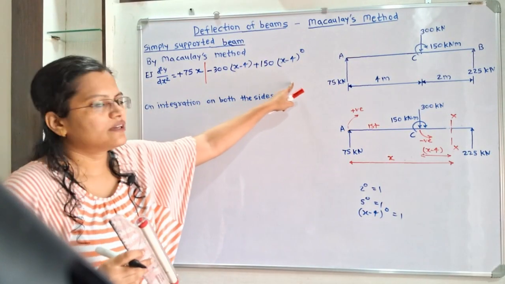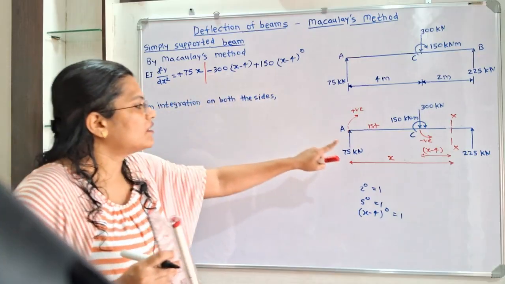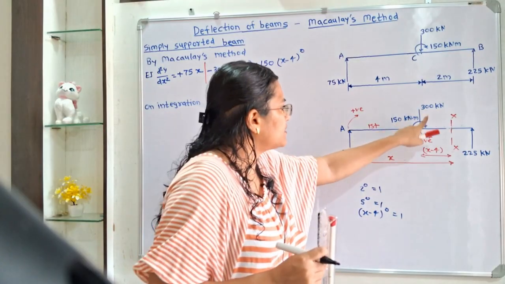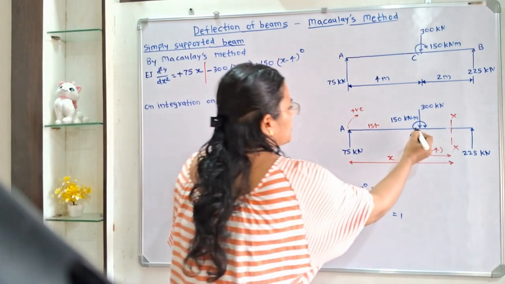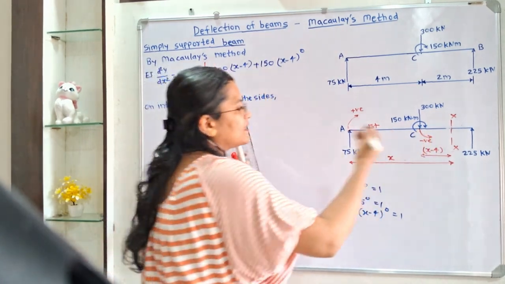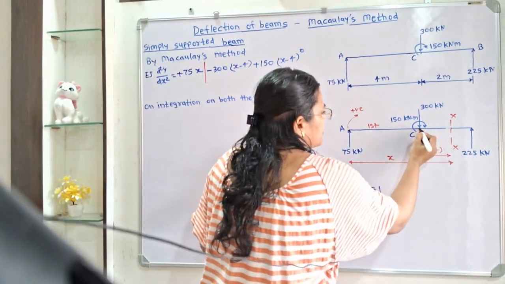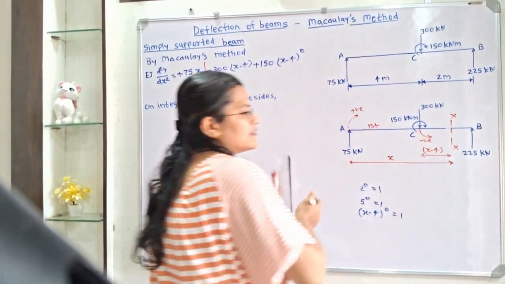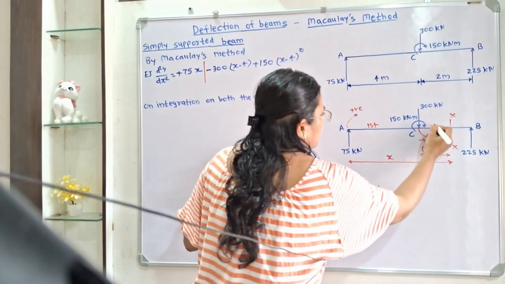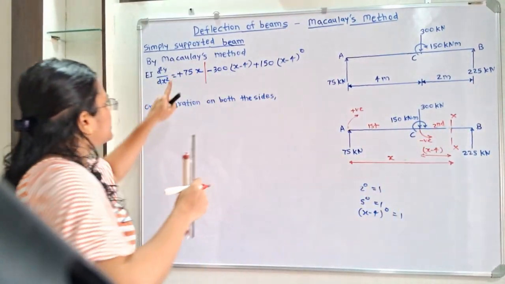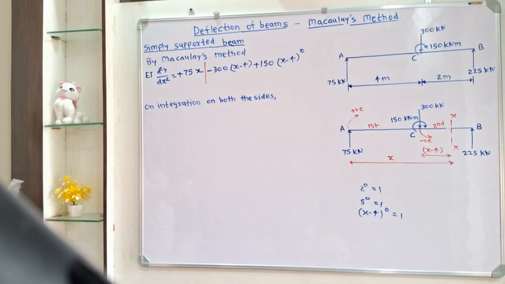Now this is the formula by using Macaulay's method. If we observe, this moment 150 and this 300 kilonewton are in the second part, because after the point load 300 kilonewton the next point load is 225 kilonewton. So all the points between point C to B are in the second part. So I will write here, this is the second part. So this is the first part and this is the second part. Now we will move to the next step.